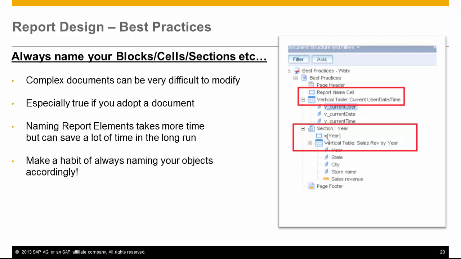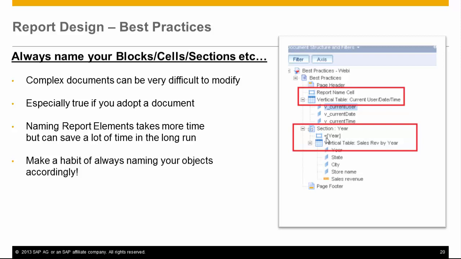So same goes with naming your cells and sections and blocks. As a document gets bigger and more complex, it can be really difficult to tell which table's which or what section is what. So just make a habit of naming your objects. It does take a little bit more time to do that, but it can save you, and especially your colleagues, if a document is being modified by multiple people. It can definitely save you some time in the long run.